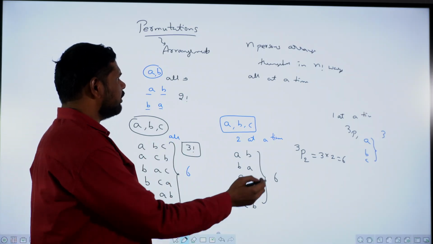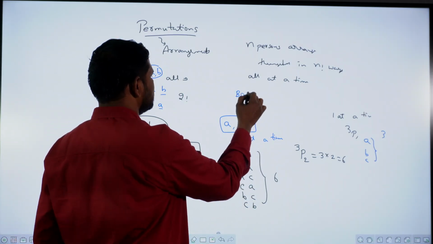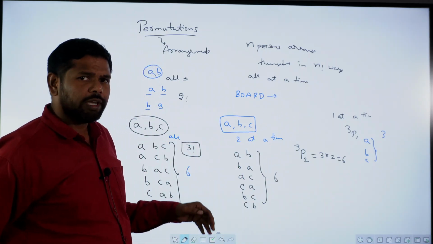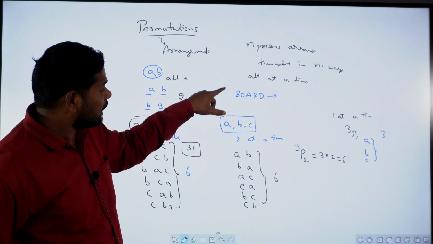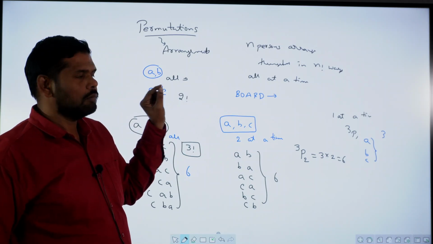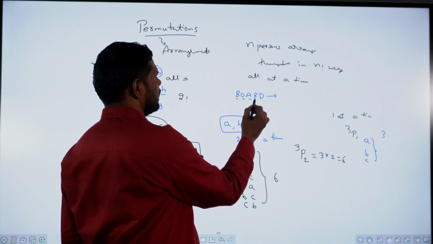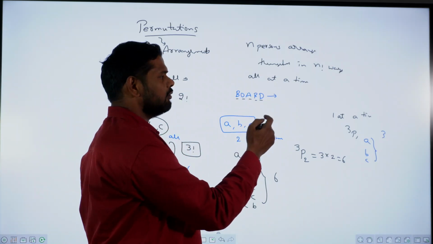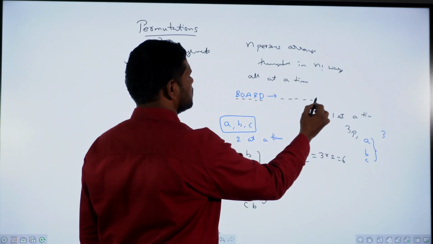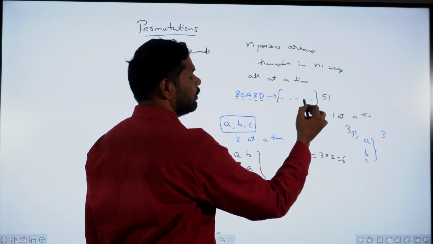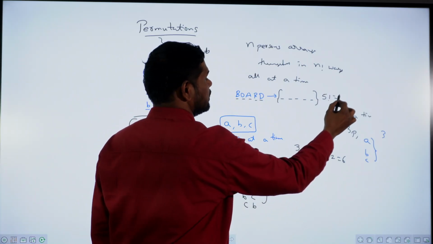Suppose a word, suppose BOARD is there. In how many ways can we arrange by using all the letters of the word? All the letters of the word BOARD. How many letters are there here? 5 letters. We need to use all the letters, which means we need to form 5-letter words. How many ways? 5P5, nothing but 5 factorial, that value is 120 ways.